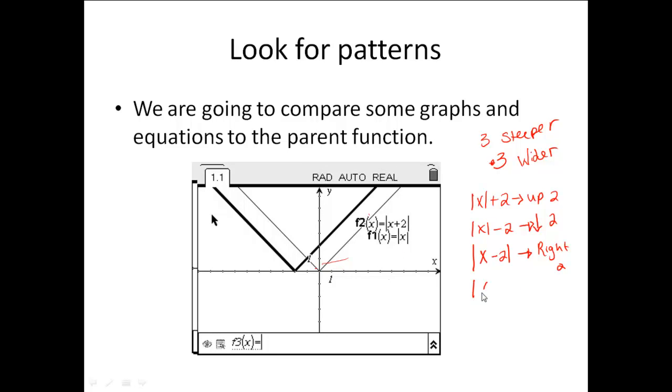And then the next one, when I do x plus 2, it moved it to the left 2 spots. So it took my parent function here and it slid it left 2 spots. So what we need to do now is we need to make some generalizations. So if I have an absolute value function, how can I look at it and know exactly how my parent function is going to be changed or moved?